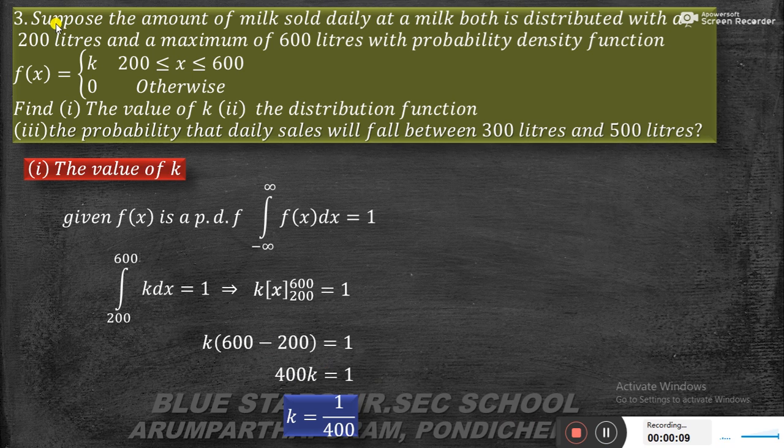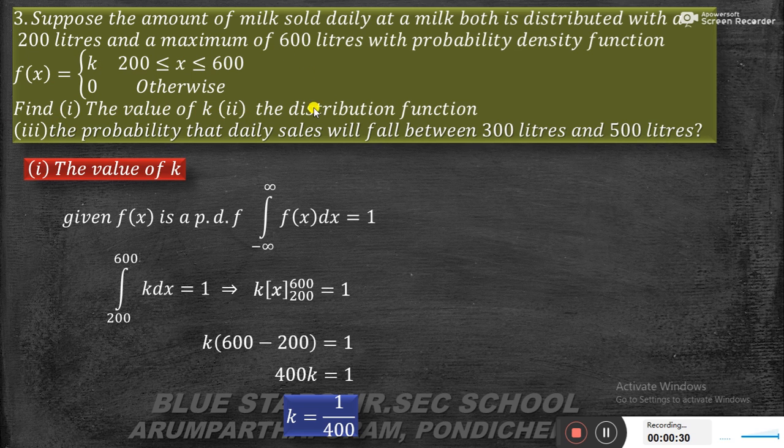You see here, this is a question. Suppose the amount of milk sold daily at a milk booth is distributed with a minimum of 200 liters and a maximum of 600 liters, with the probability density function f of x equal to k in the interval 200 less than or equal to x less than or equal to 600, and 0 otherwise. Find the value of k.